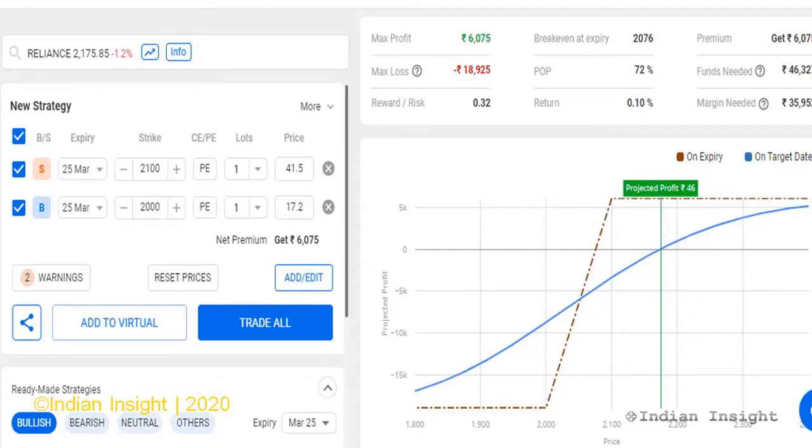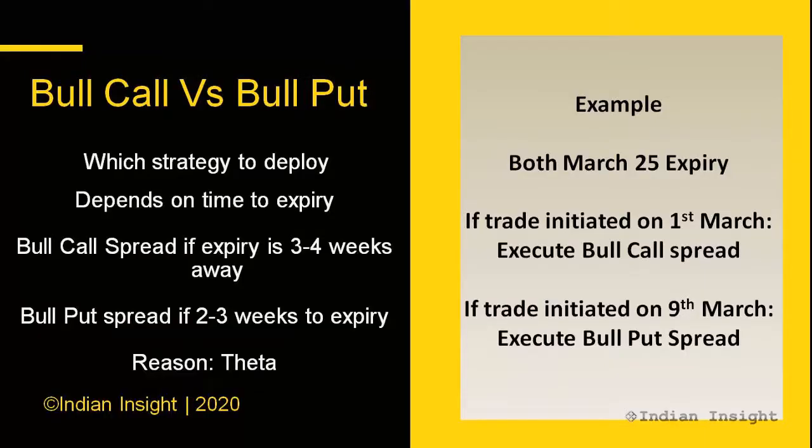Now let's understand when you should be using which strategy. Both the bull call spread and the bull put spread are useful when you are bullish on the market. However, there are times when you should prefer one of these spreads over the other, and the primary consideration for this should be your time to expiry. It is best to deploy the bull call spread when you have at least 3 to 4 weeks remaining to expiry. This is because when you execute a bull call spread, you are paying a net premium.